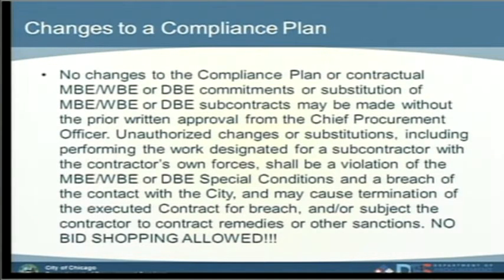Unauthorized changes or substitutions, including performing the work designated for a subcontractor with the prime's own forces, shall be a violation of the M, W, or D special condition, which is part of the contract that the prime receives, and a breach of the contract with the city. It might cause the termination of the executed contract for breach, and be subject to contract remedies and other sanctions. No bid chopping is allowed.